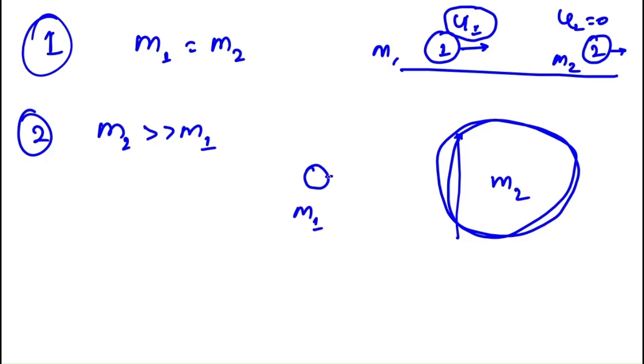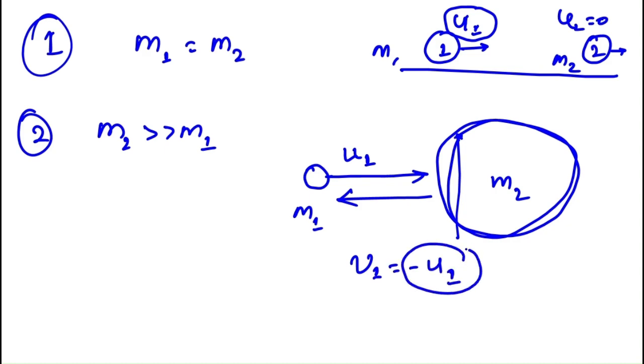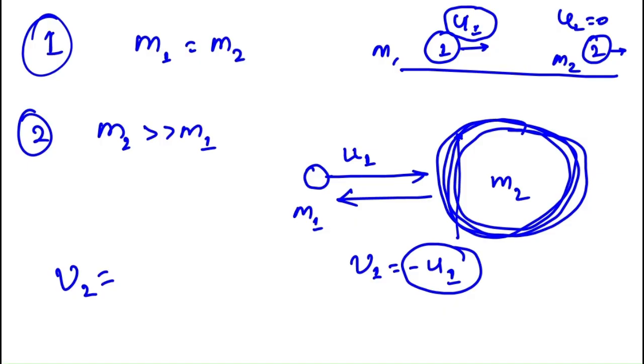So this is going to hit this M2 with some initial velocity U1, and then it will return with some final velocity, and this final velocity is equal to minus U1, meaning the final velocity will be equal in magnitude but just opposite in direction. And what about the motion of this body, this M2? What will be its final velocity V2?